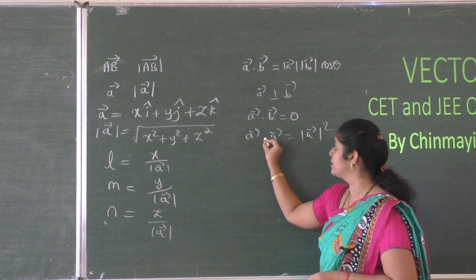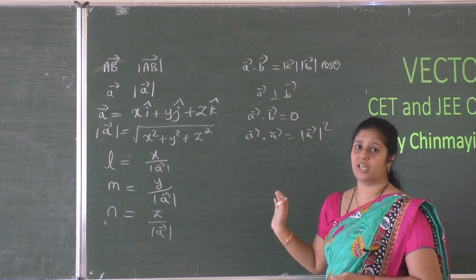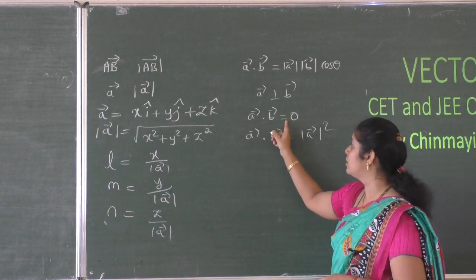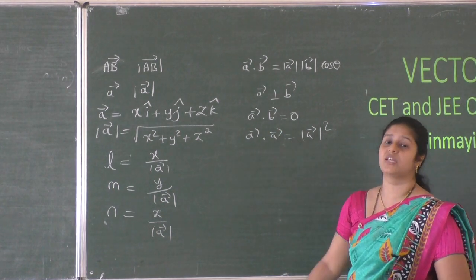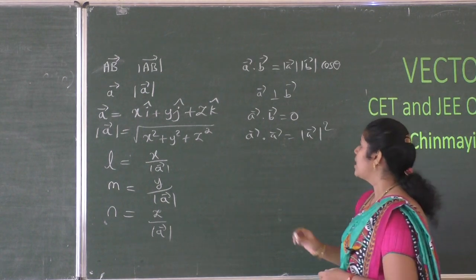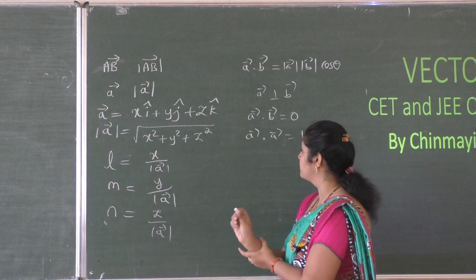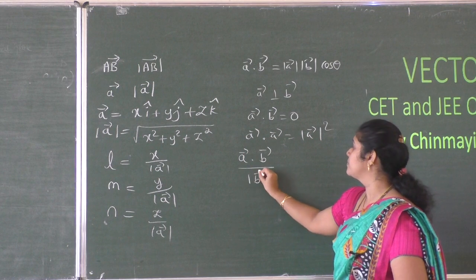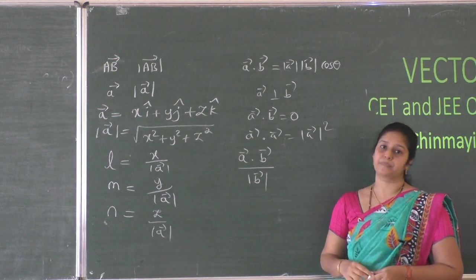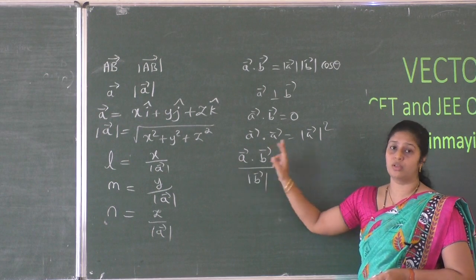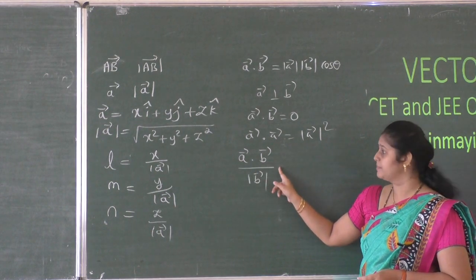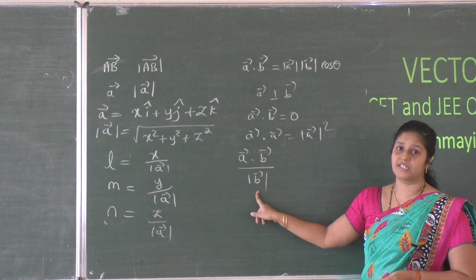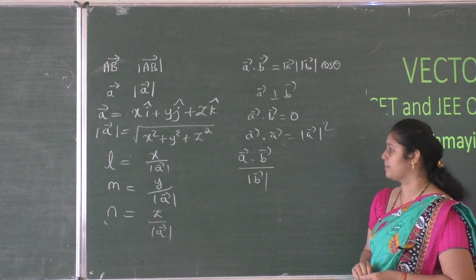Also you can write i dot i, j dot j, k dot k, values are equal to 1, and the commutative property holds for the dot product, that is vector A dot vector B is the same as vector B dot vector A. Also we can write the projection. Projection is given by vector A dot vector B by the magnitude of vector B. That means if vector A is standing on vector B, the projection is vector A dot vector B by magnitude of vector B, and it is also a number.